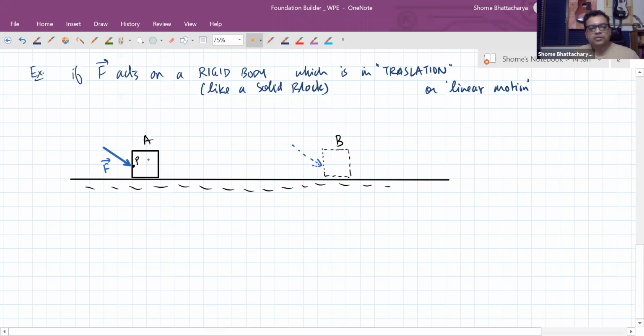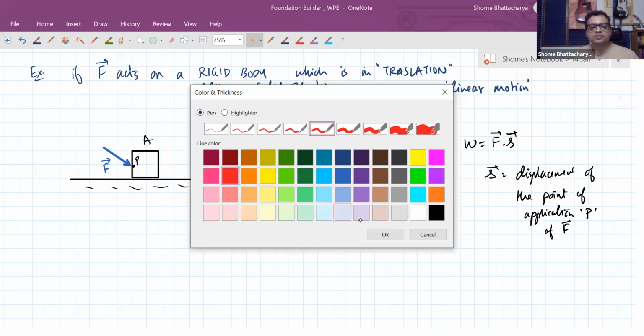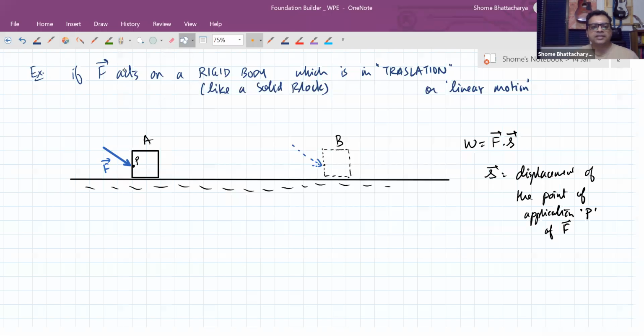It is this point. So when we write in the definition that the dot product is of force with displacement, where displacement is what? It is the displacement of the point of application. So S over here will be the displacement of the point of application, which I have labeled with the symbol P over here for the force. So in this diagram, I will have to actually figure out what is the displacement of this point P as the entire body is moving from A to B. So that is this vector.